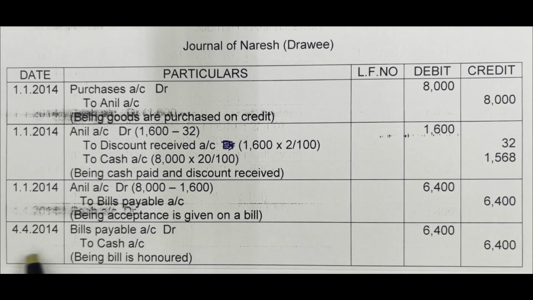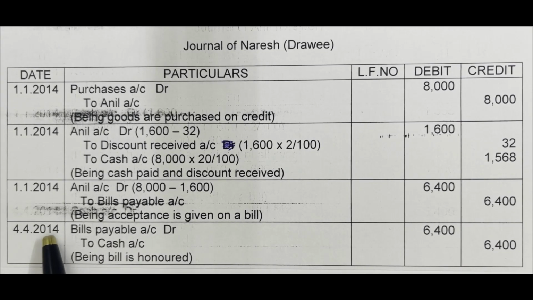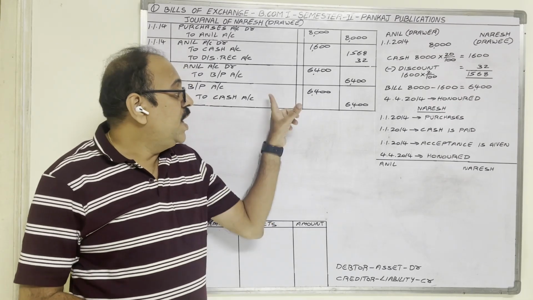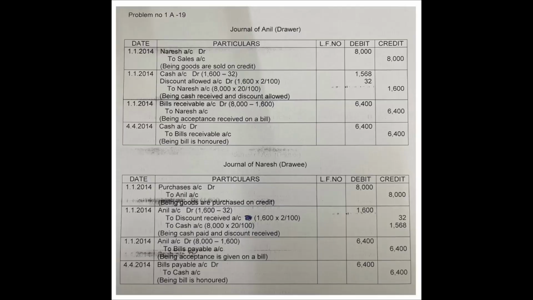The fourth entry is on the due date, 4th April 2014. Bills payable account debtor to cash account, 6,400. Narration being: bill is honored. So, Anil journal and Naresh journal, both are completed. Take the screenshot of Anil and Naresh journals.